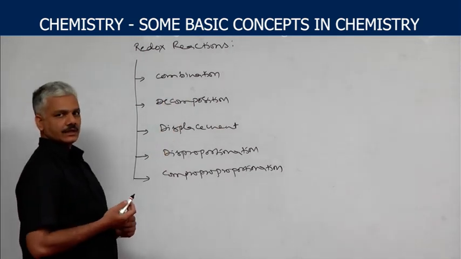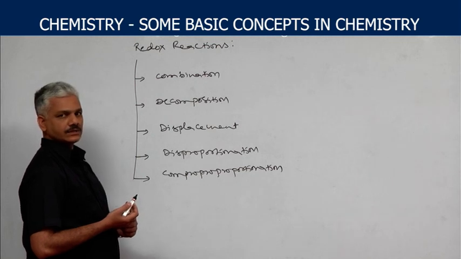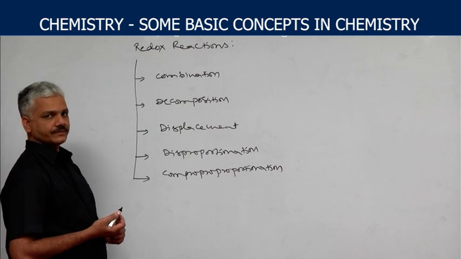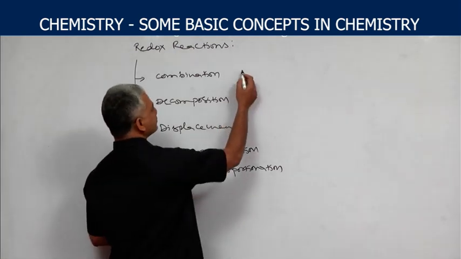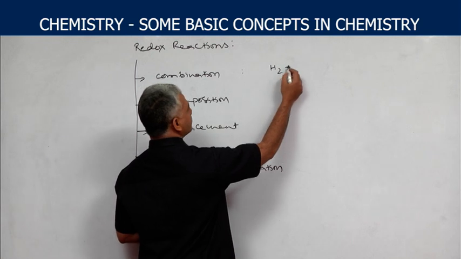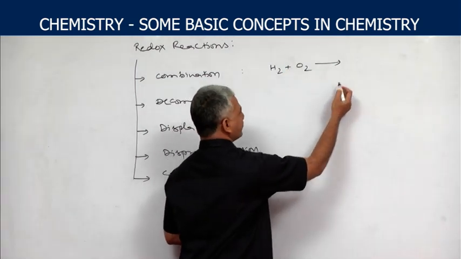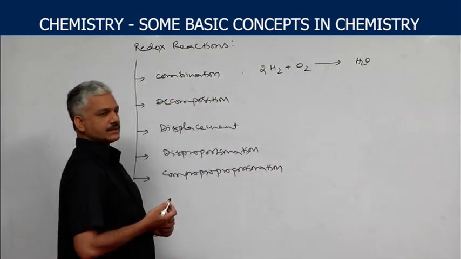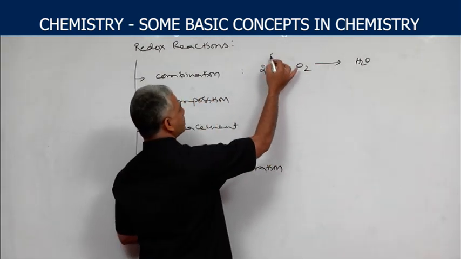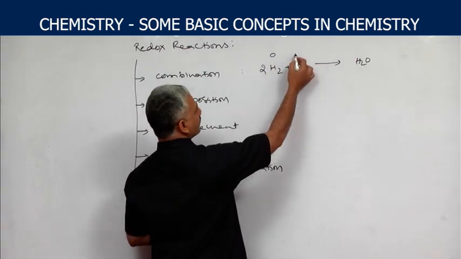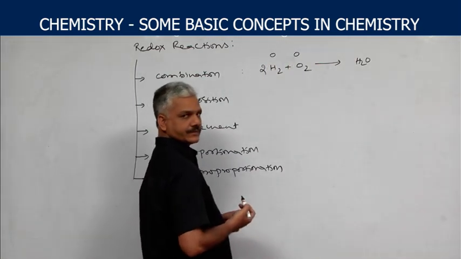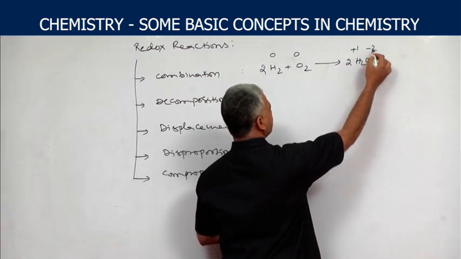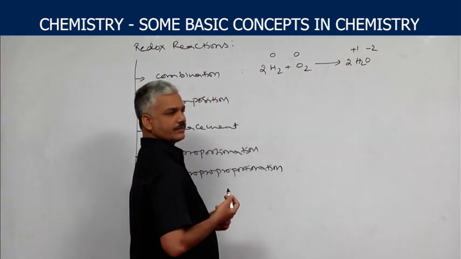Combination means a redox reaction in which two or more elements combine together to form a product. Say for example, hydrogen reacts with oxygen to give water. In this, on the reactant side, hydrogen oxidation state is 0, oxygen oxidation state is also 0. On the product side, hydrogen oxidation state is +1, oxygen oxidation state is -2.